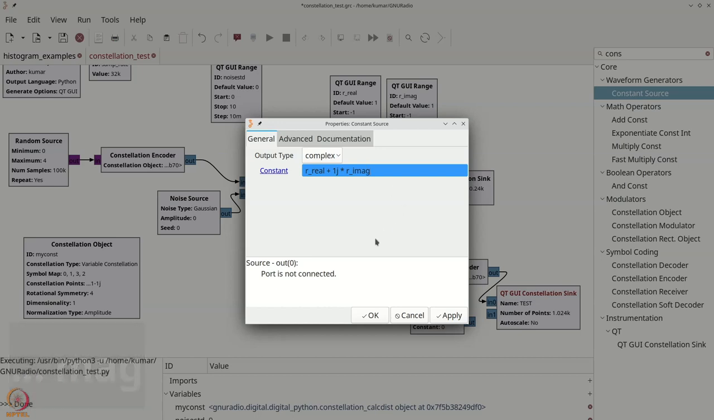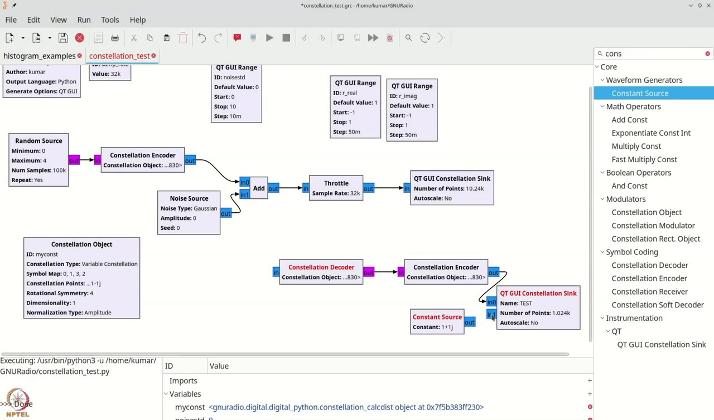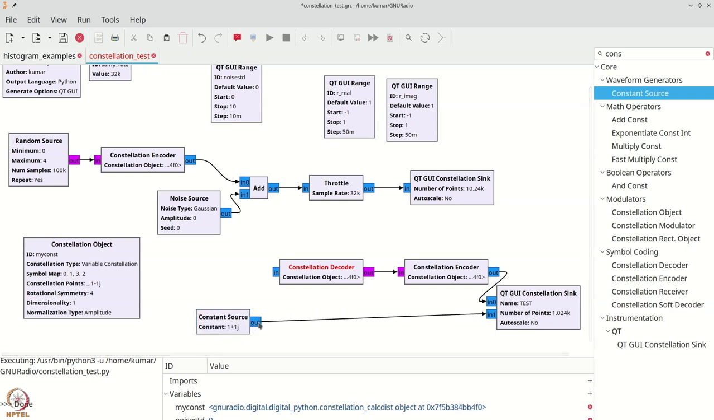So what I have done is, this constant value, even though it's called constant, is going to keep varying with my range, and it's going to appear on this constellation sink. And I'm also going to connect this source to the decoder. So this constant source is going to be decoded and reproduce the original point, while you're also going to see the second one. If you are worried about colors, the decoded one is going to be blue, and the original one is going to be red, received symbol that is.